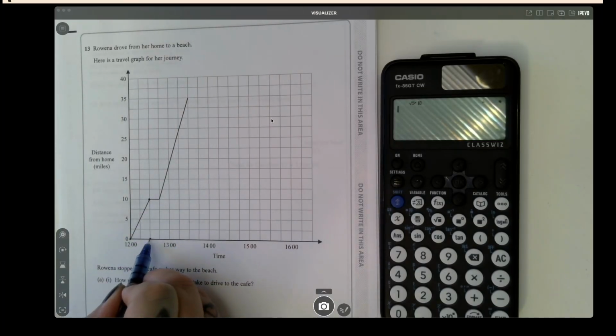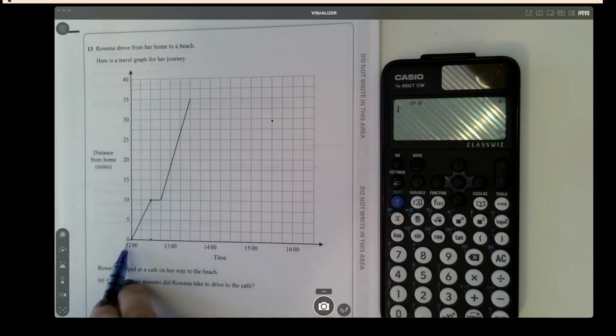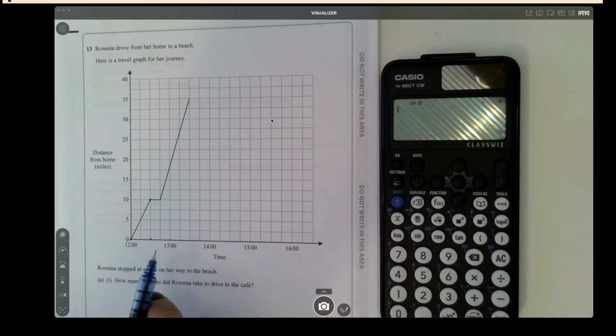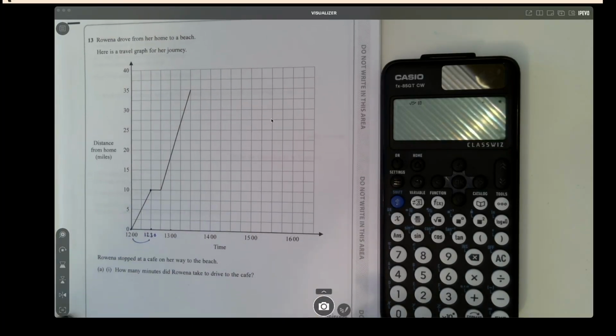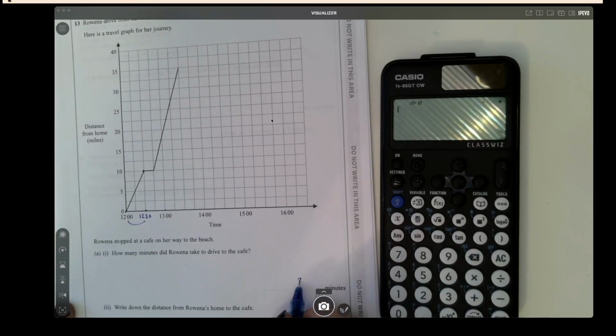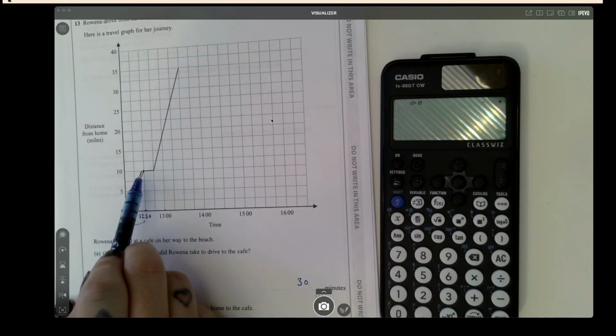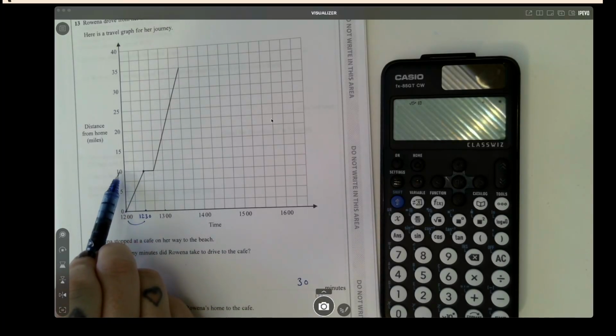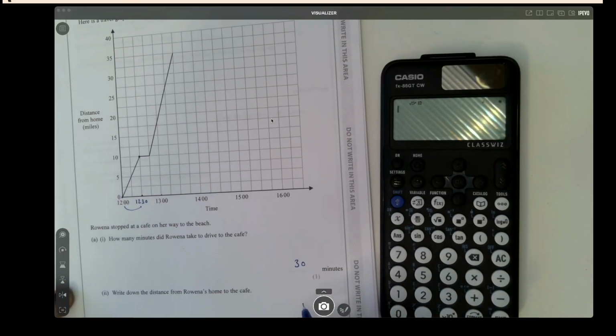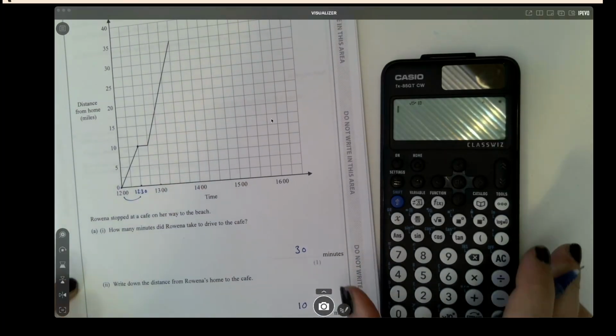So from here to here is the time. So we've got 12 till 1 p.m. So this must be 12:30. So that tells me it took 30 minutes to drive to that cafe. Then it says, write down the distance from Rowena's home to the cafe. So this is home, this is the cafe, so we're reading along this way now. So the distance is 10 miles.